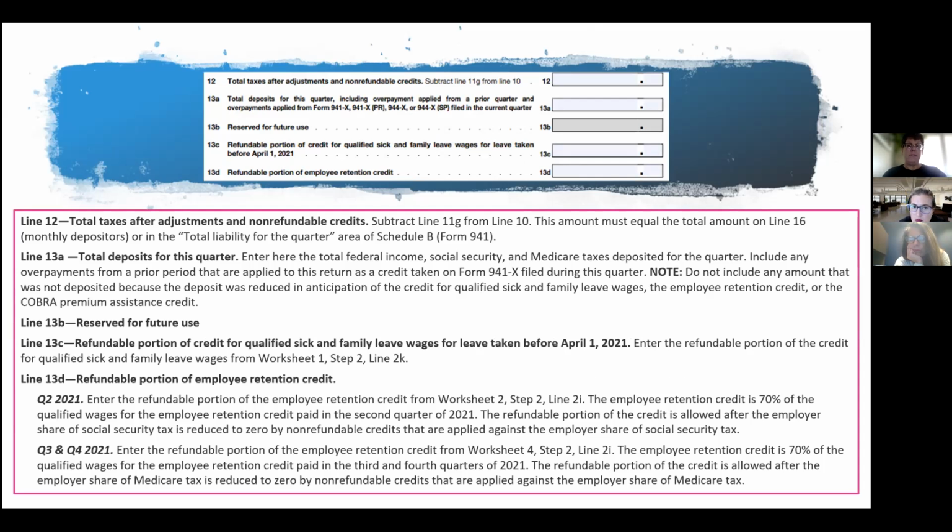So if you're a monthly depositor or you're semi-weekly, for your last payments, you should be taking into account that you're going to be getting some credits. You should take these into account as you're making your last payments, so that the total from your Schedule B or your total for your monthly deposits matches whatever's going to end up on line 12.